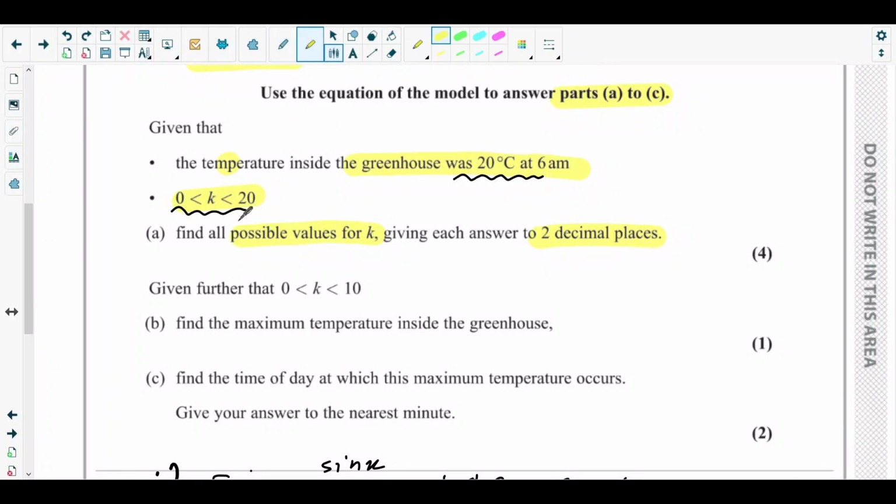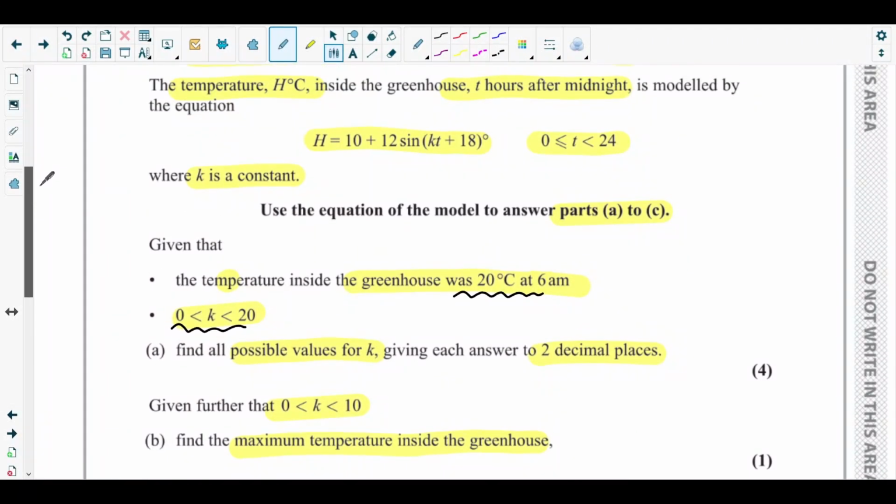So in part B, the question says given further that k is greater than 0, less than 10. Part B is asking to find the maximum temperature inside the greenhouse. So we need to find the maximum temperature inside the greenhouse.